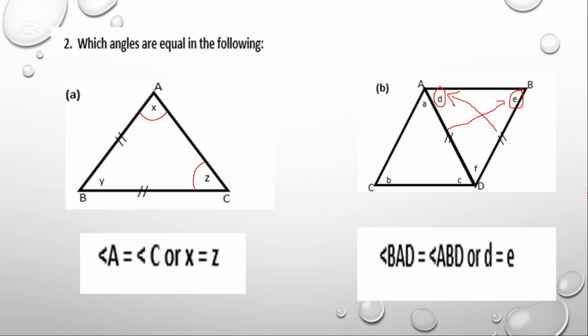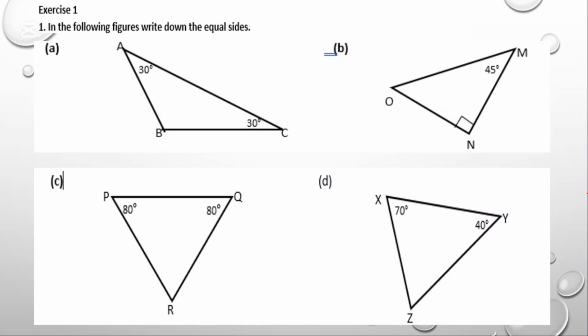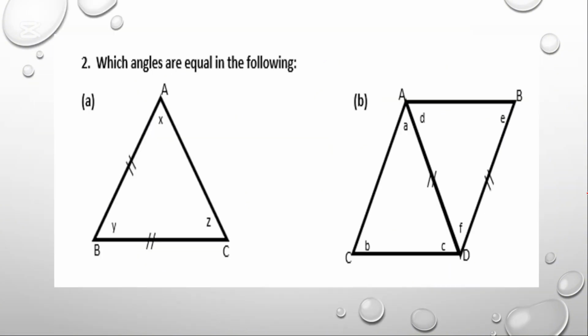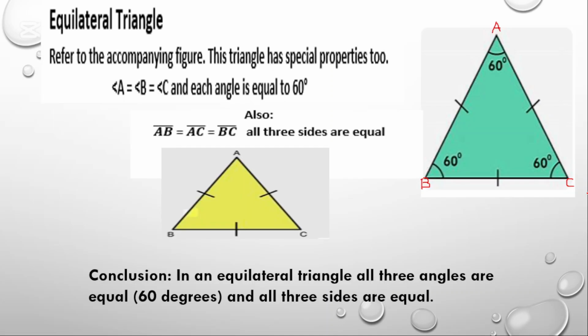Right, so I have exactly the same exercise here. You can just work through it again before you continue with equilateral triangles. Make sure that you know exactly how to recognize equal angles and equal sides before you continue. So here we have an equilateral triangle. Refer to the accompanying figure. This triangle has special properties too.